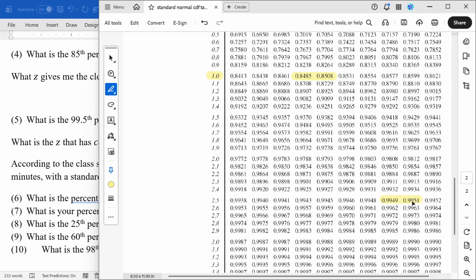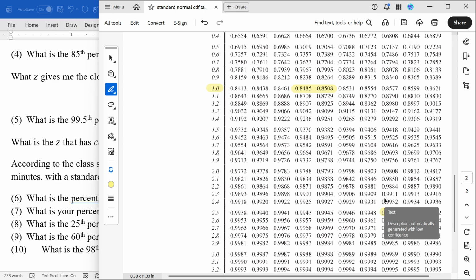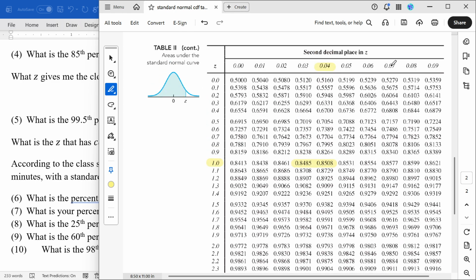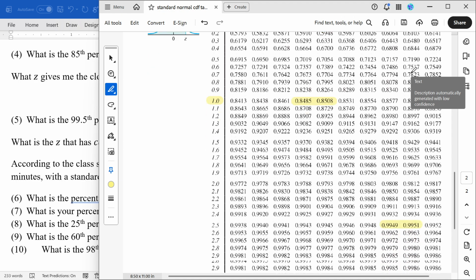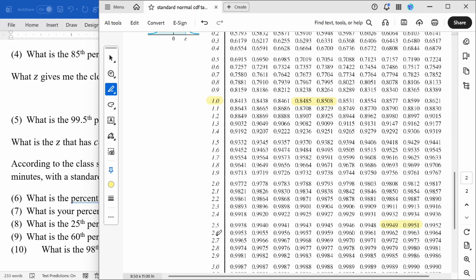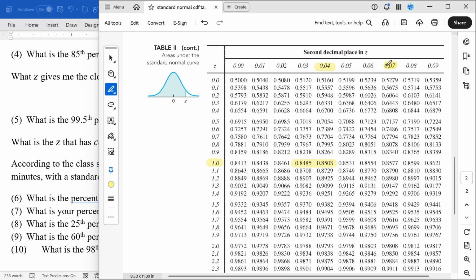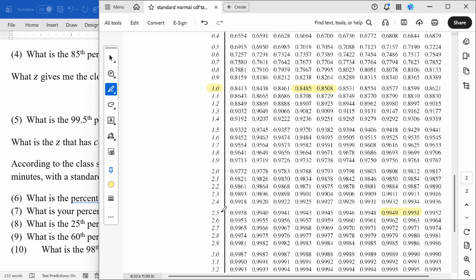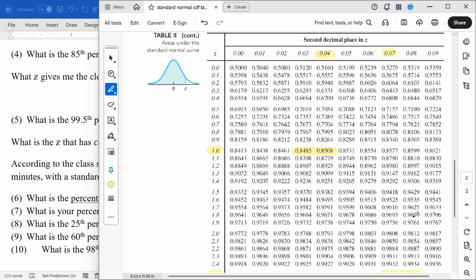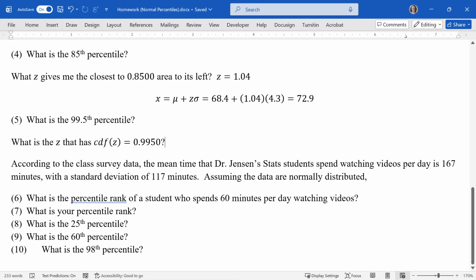Since it's straight dead between them, you could average those z-scores together, go halfway between them, or I could just pick one. I kind of don't really care which you do. I'm just going to pick one. 2.57. If you were really doing this for some real world problem, you would use a computer to get a much closer z-score anyway. So I'll go with 2.57.